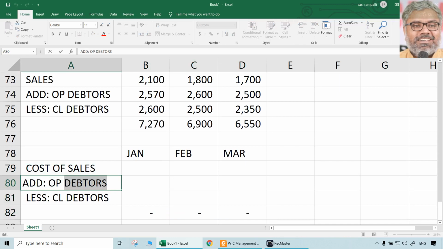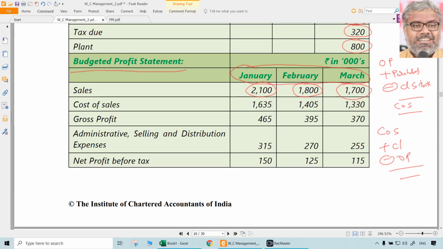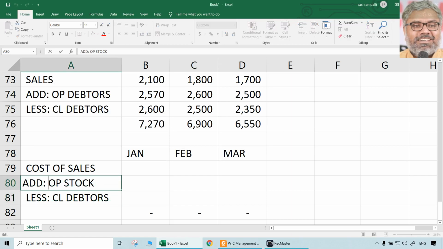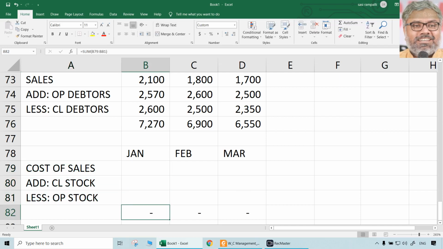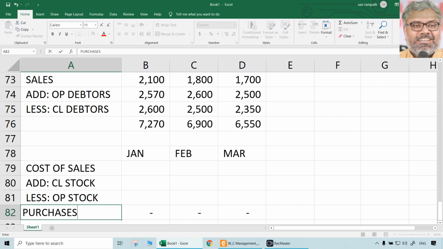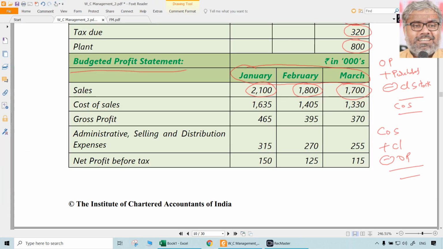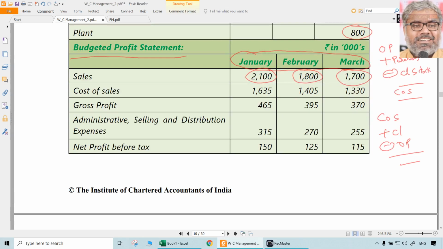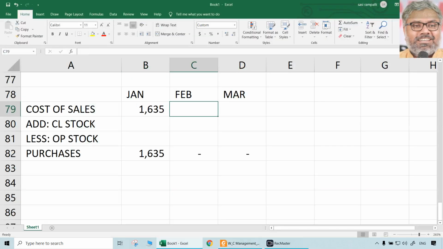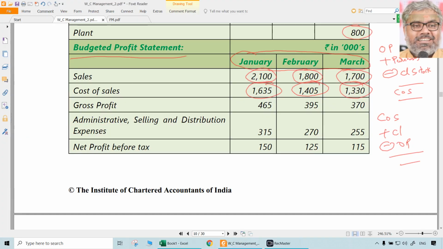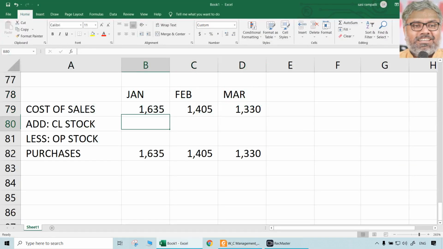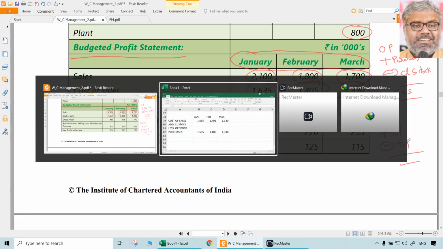Add opening stock. Sorry, add closing stock and deduct opening stock. So that will give us what? Purchases. Okay. Copy paste from the data that is available. Cost of sales is how much? 1635, 1405, 1330. Put it there. 1635, 1405, 1330. Add closing stock. Deduct opening stock.